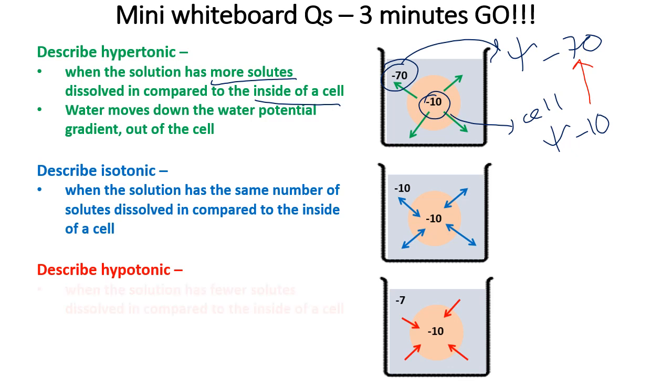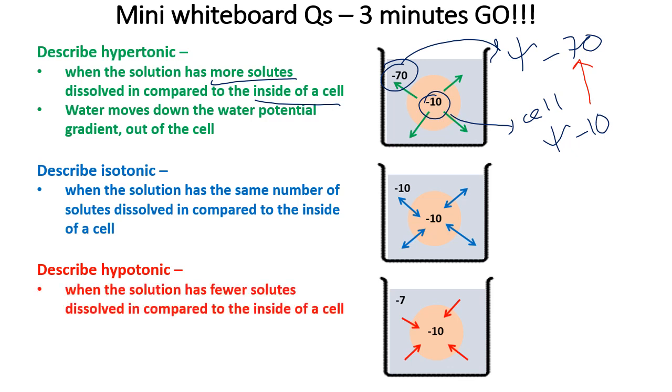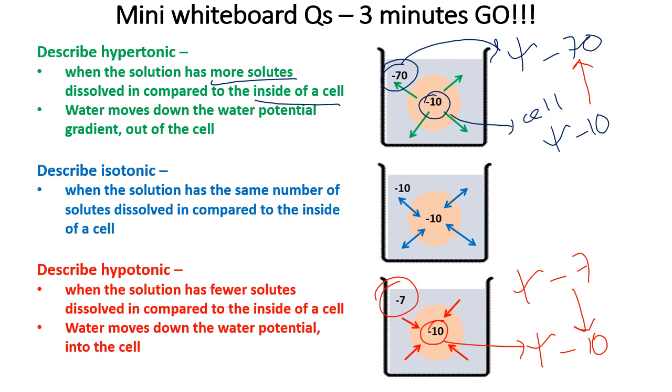Hypotonic, so hypo means fewer dissolved solutes. So here you can see that the water potential of the solution is minus 7, and that is not as negative as the water potential within the cell, which is minus 10. So in this situation here, water again is going to move down the water potential gradient from a less to a more negative water potential. So from minus 7 to minus 10, and in this case it's moving into the cell. So water moves down the water potential gradient into the cell.